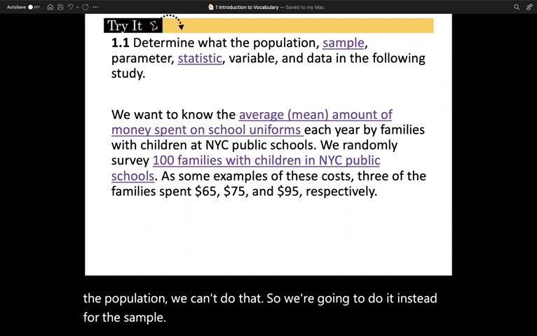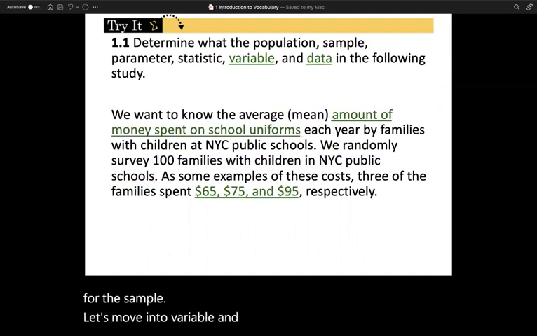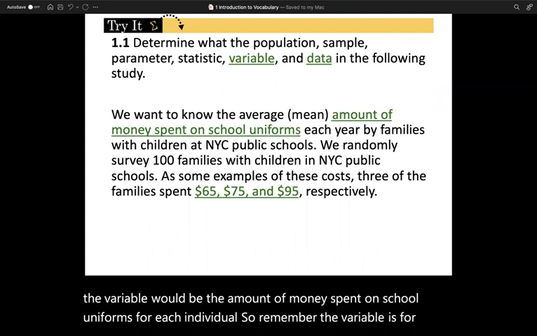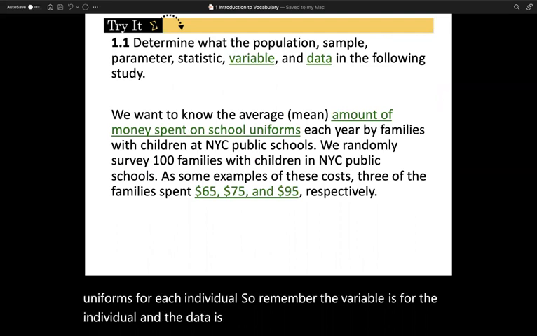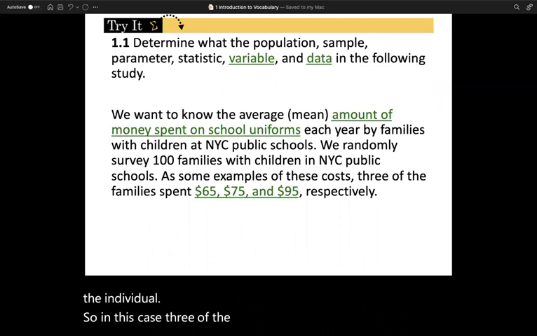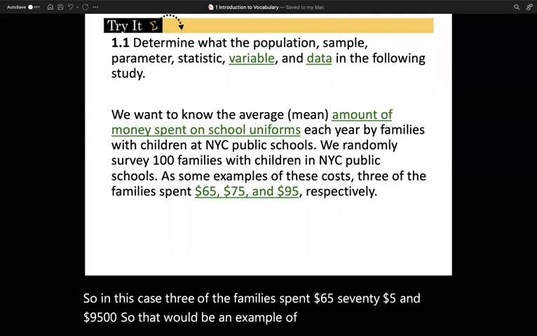Now let's move into variable and data. What are those? In this case, the variable would be the amount of money spent on school uniforms for each individual. So remember, the variable is for the individual, and the data is the collection of all such information from the individual. In this case, 3 of the families spent $65, $75, and $95. So that would be an example of the data for this variable.